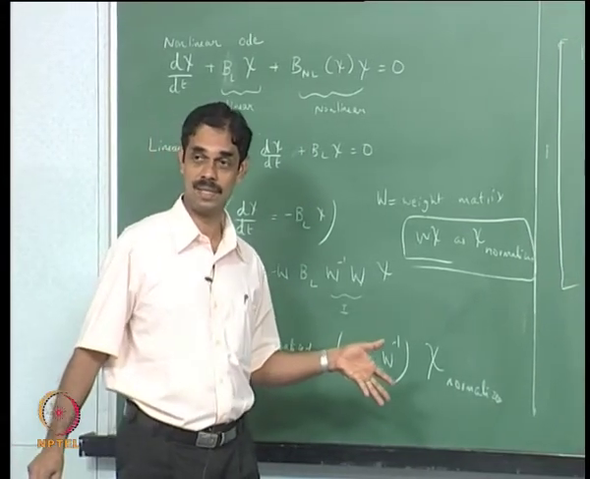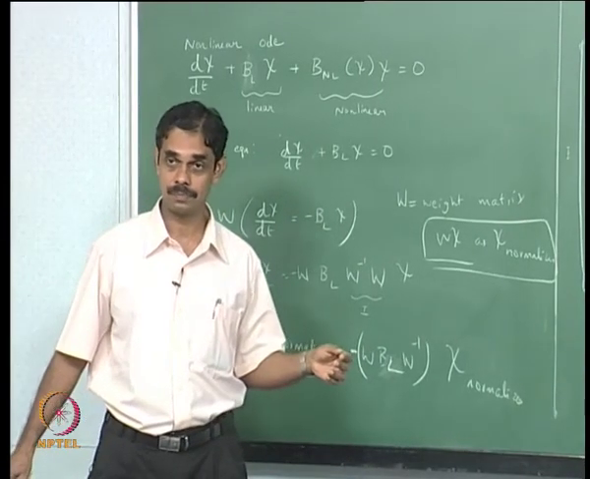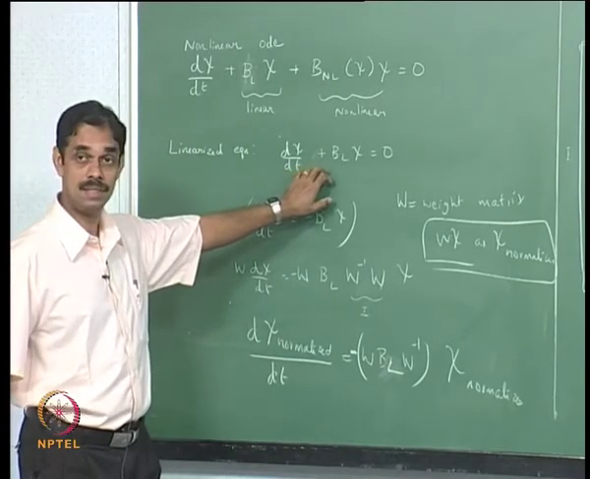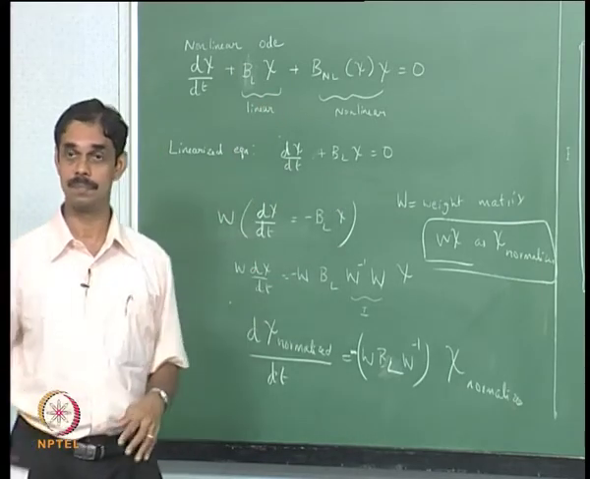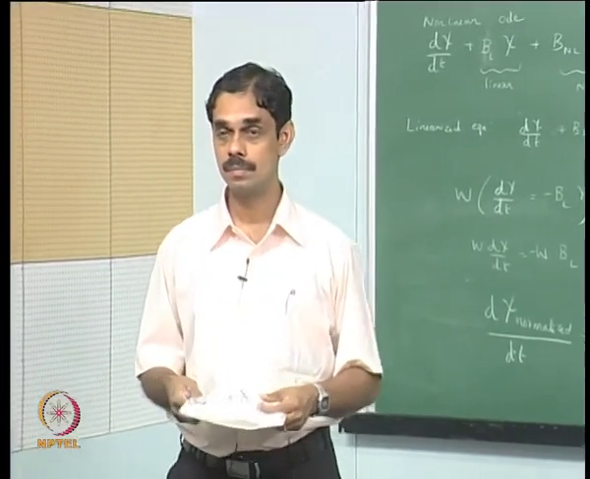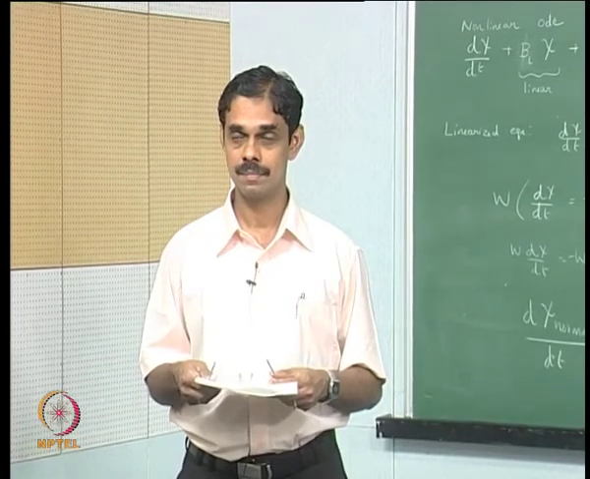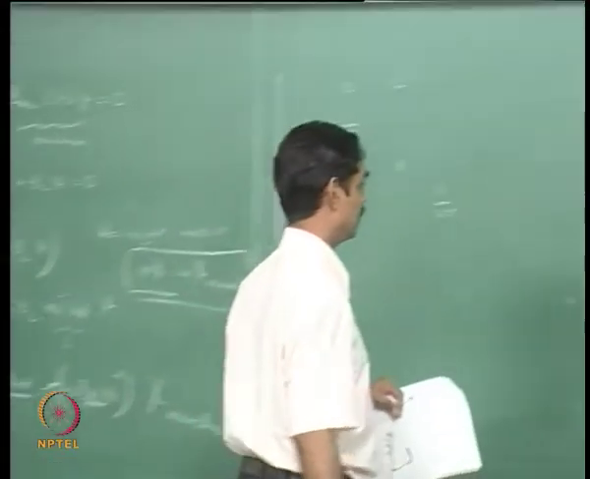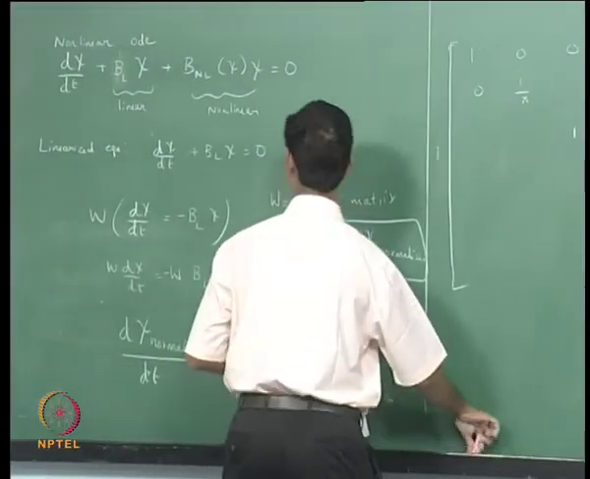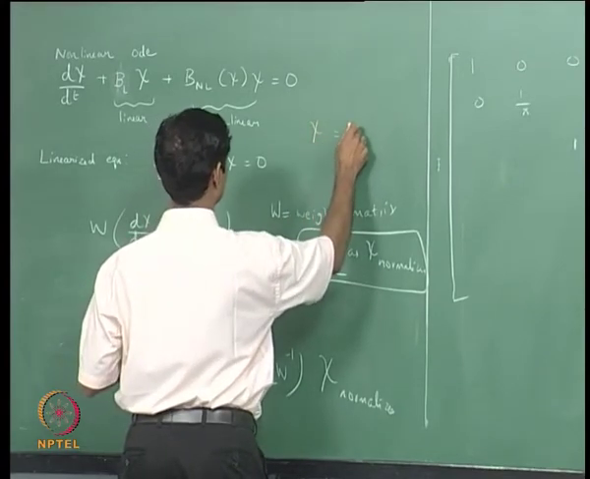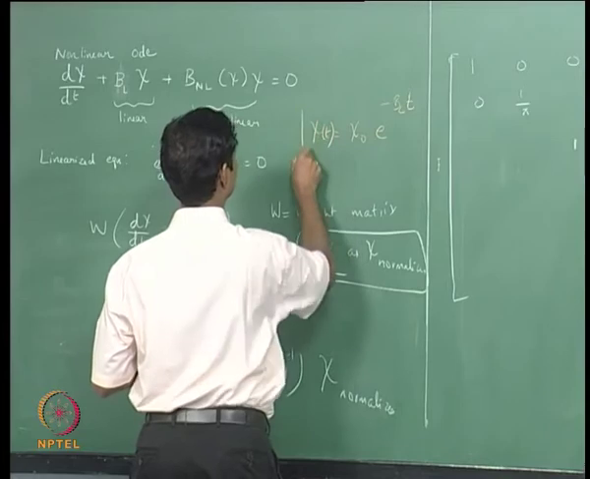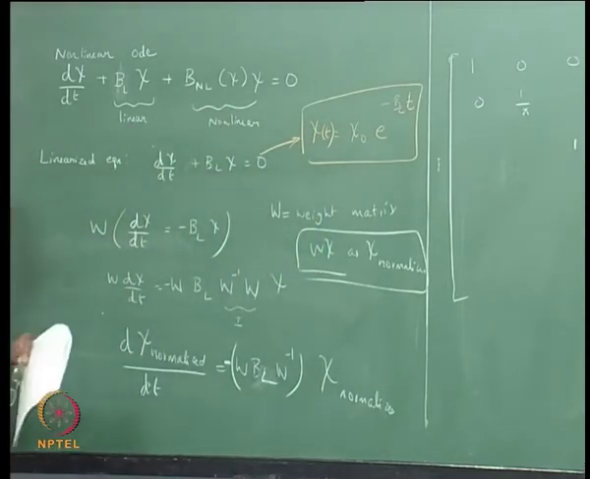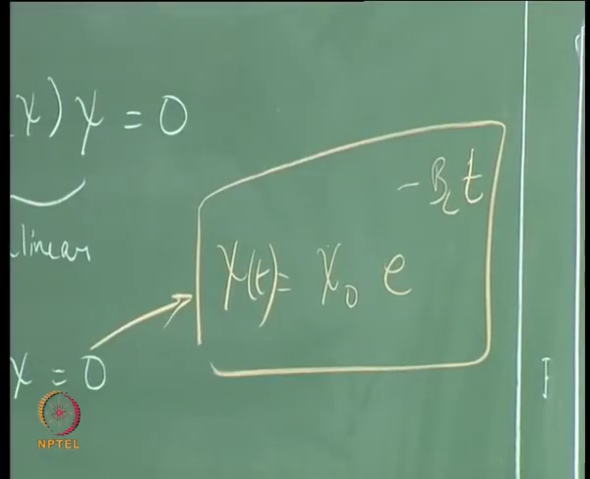But there is some other way you can actually solve the linear equation. Is there another way of solving this equation, other than numerically integrating it, where chi is a vector? Yeah, you can actually write a solution for this equation as chi equal to chi naught e power minus beta L t. So this is a closed form solution of that. But then what does this e power minus beta L t mean? Okay, so it is an exponential matrix.